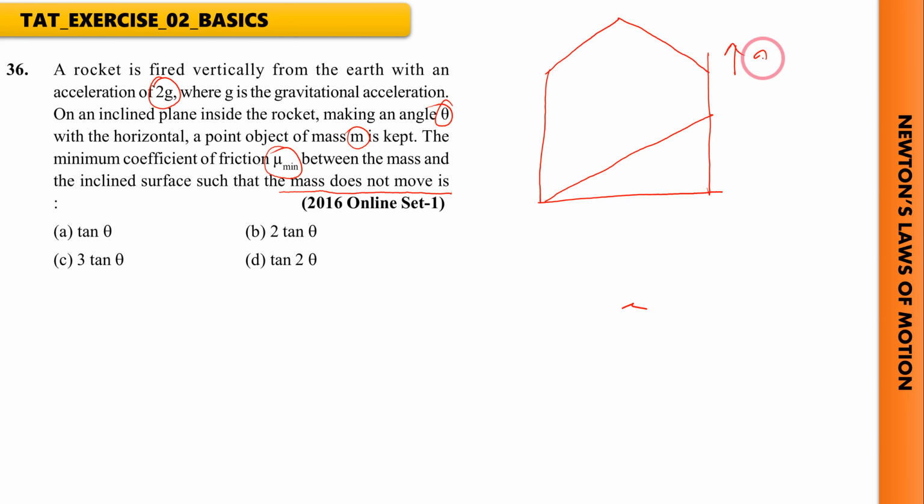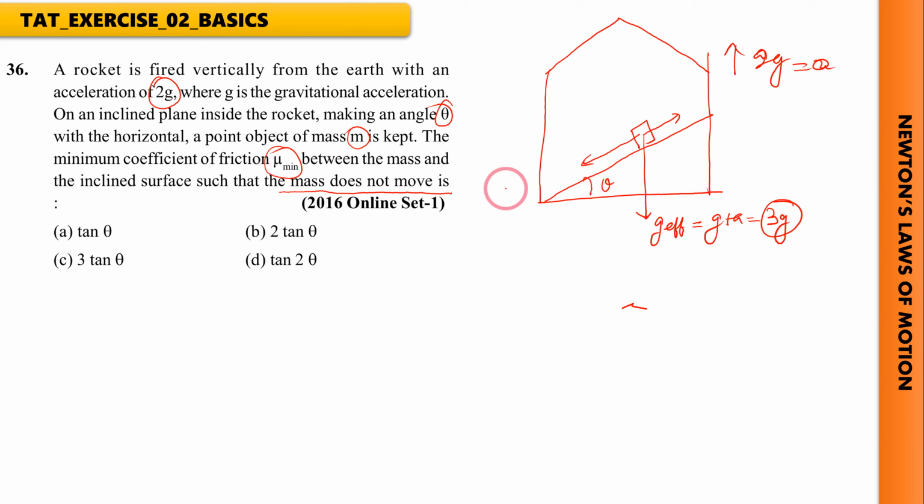Which is going up with acceleration 2g. This angle is theta, and here is the block which is at rest. So obviously this downside force must be equated with upside force which comes due to friction. Now if we talk about this accelerated frame, there is an effective g, and g effective in this case is g plus a, that gives you 3g, because a is 2g given. So g effective is 3g.